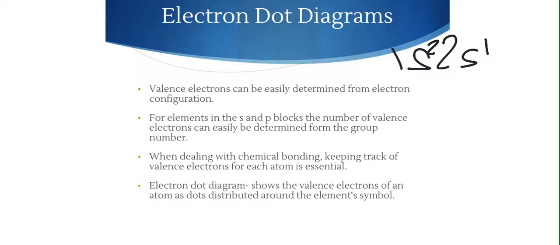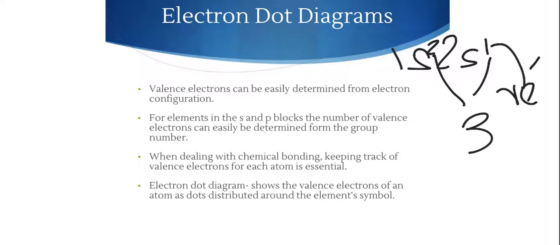And if you look at that element, you count these numbers up. But if you count 2 and 1, you get 3. That's 3 total electrons. That tells you that we're dealing with lithium. And if you look at the very last number in the s orbital, this is the number of valence electrons. So if you add the 2 subscripts up, you get the total number of electrons.